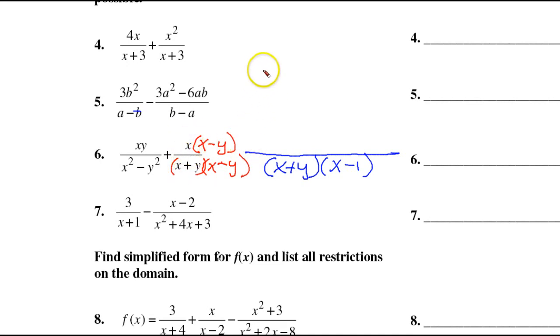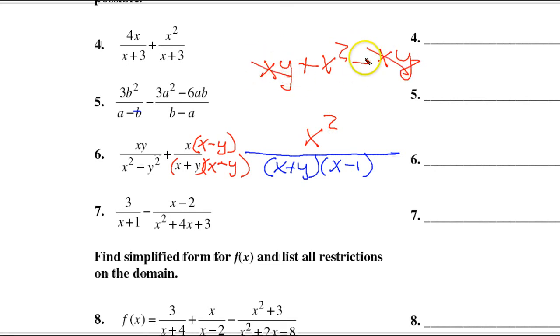So let's do it up here. We have xy from this one already plus x squared minus xy. And notice we have an xy here and an xy there, and they subtract out. So then our final answer will just be x squared, because these just cancel out through subtraction, and we end up with that as our final answer.